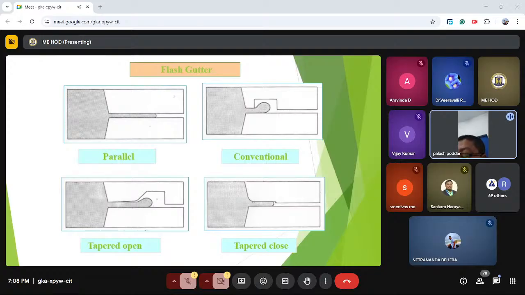So, different categories of flash gutter. You can see there is a parallel type of flash gutter, and there is a conventional type of flash gutter. This is called the conventional one. This is tapered open, and there is tapered close. These types of flash gutters are the different terminology of the flash gutter system in closed forging.